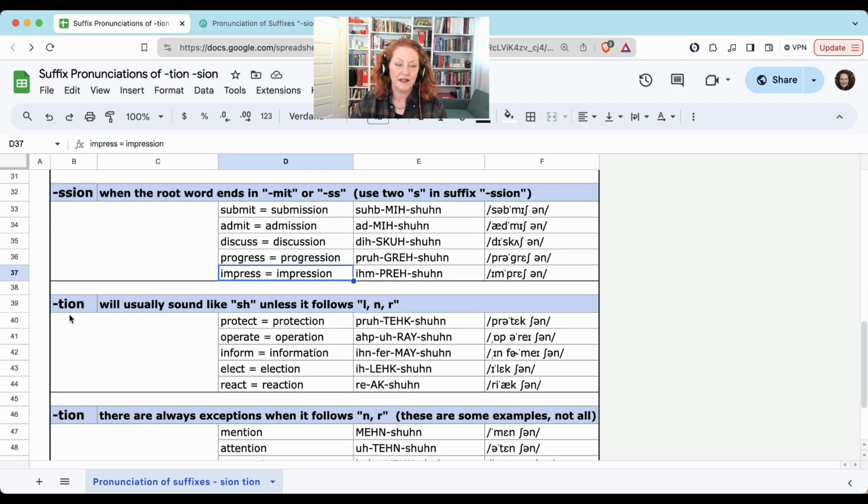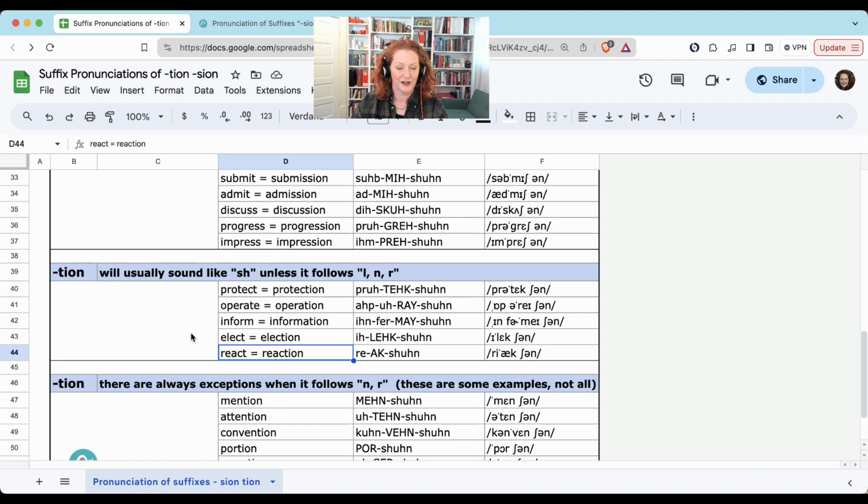And the tion will usually sound like a sh unless it follows an L, an N, or an R. So protect becomes protection. Operate becomes operation. Inform becomes information. Elect becomes election. React becomes reaction. And there's always exceptions.